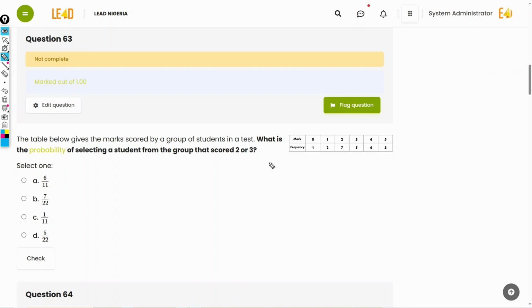The table below gives the marks scored by a group of students in the test. What's the probability of selecting a student from the group that scored a 2 or a 3? All right, so that will be the probability of selecting a student that scored 2 plus the probability of selecting a student that scored 3. So what's the probability of selecting a student that scored 2? That would be 7, right? 7 students scored 2 out of 22 in total, plus for 3, 5 students scored 3 out of 22 in total. So we're looking at 12 out of 22 that can be simplified to 6 out of 11. All right, so 6 out of 11. That's the correct option A.